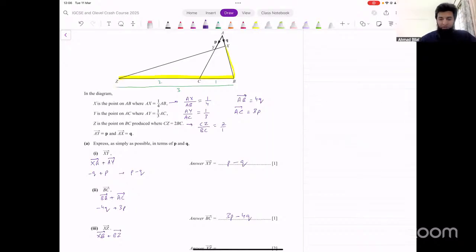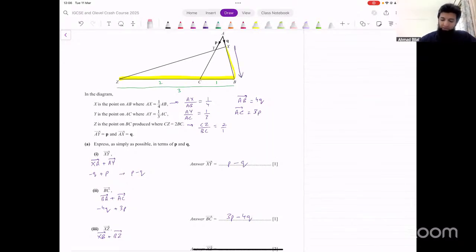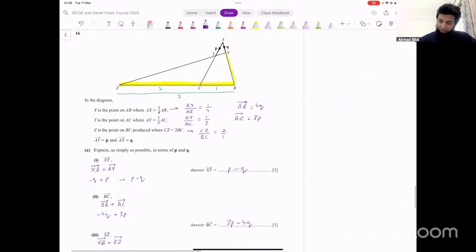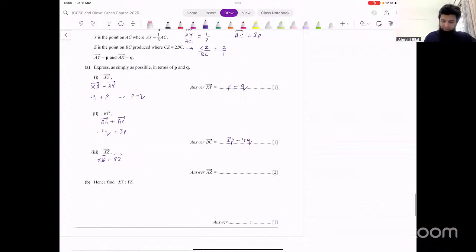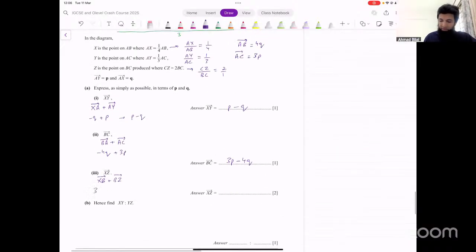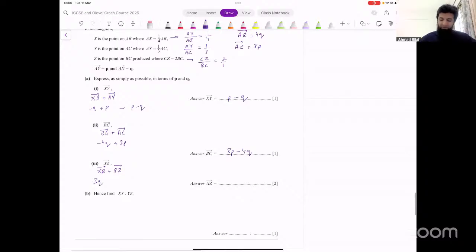Now, do we know anything about this path? What about XB, first of all? What is that going to be? We know that this complete vector from A to B, that is 4 times Q. And this is just Q. What about this remaining vector? If this is Q, this complete one is 4Q. This is just 3 times Q, right? That was the ratio. This was 1:3. So this is 1. This is supposed to be 3. So this is going to be 3 times Q, first of all, XB vector.